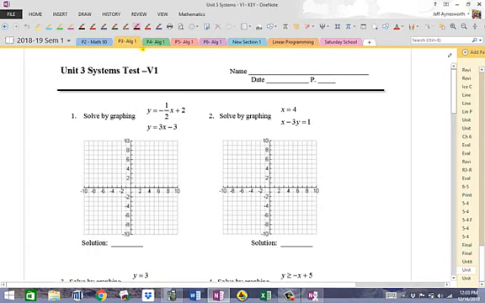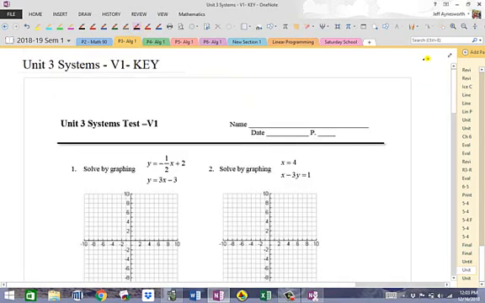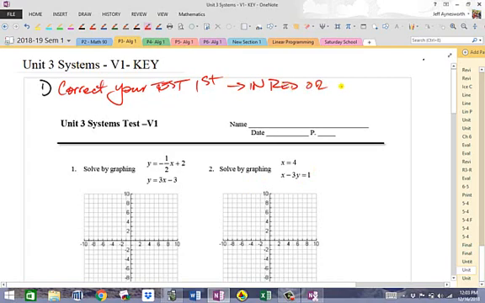Okay, let me write this down. You guys, there's no mistake here in terms of understanding. You have to correct your test first. So step 1, correct your test first. That's the test right there. You can either do it in red directly on the test or in your spiral. Just redo the problems. It's that simple.